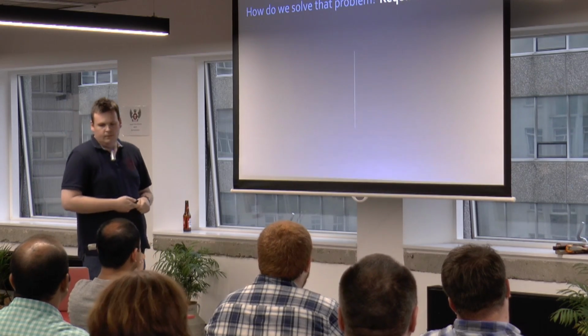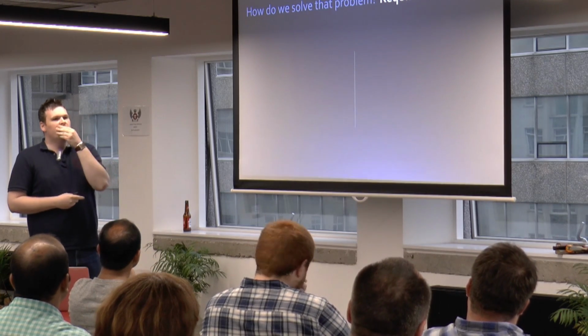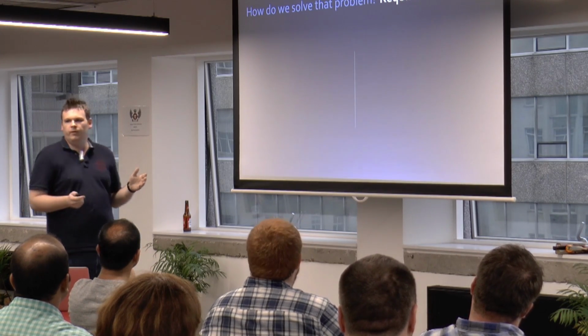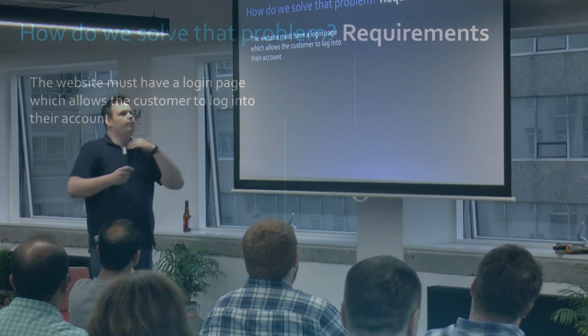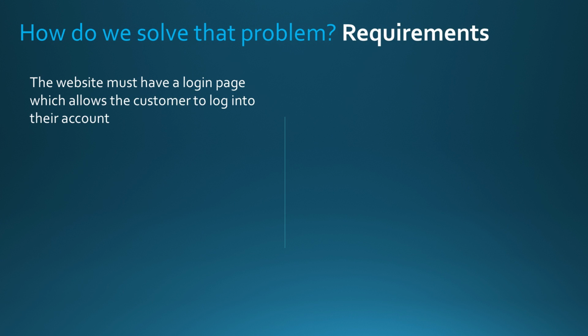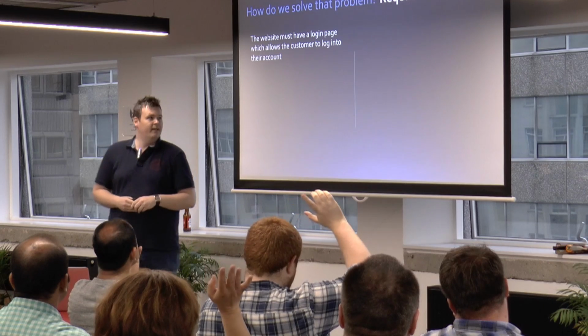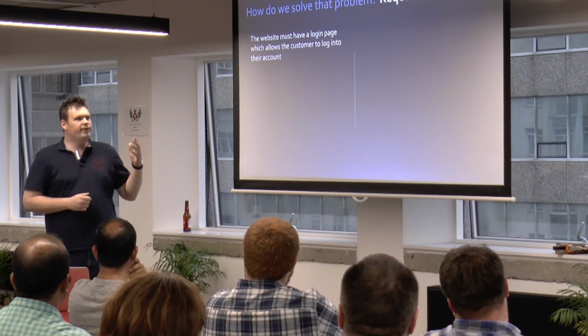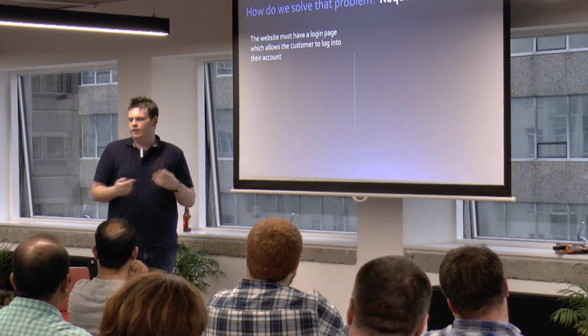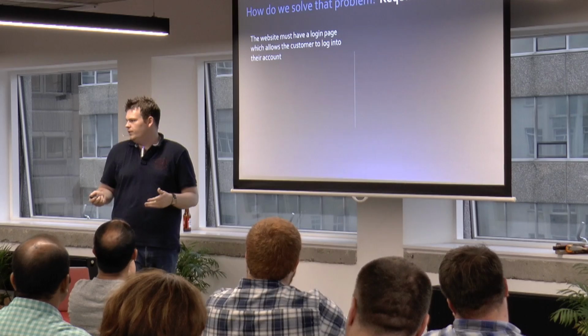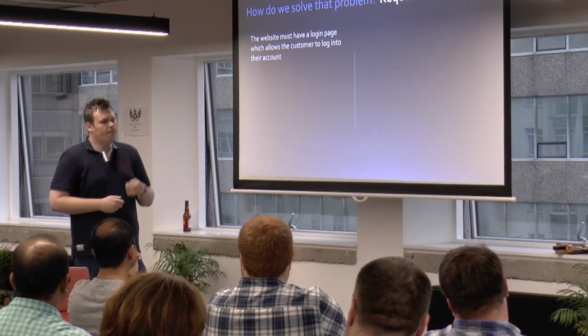Okay. So how do we solve this problem? I'm going to give a few examples. Here's an example of a requirement. The website must have a login page which allows the customer to log into their account. I'm sure we've all seen one-line requirements like that, yeah? They don't really explain a lot, so you have to make a lot of assumptions or have a lot of discussions with the business user or the BA.